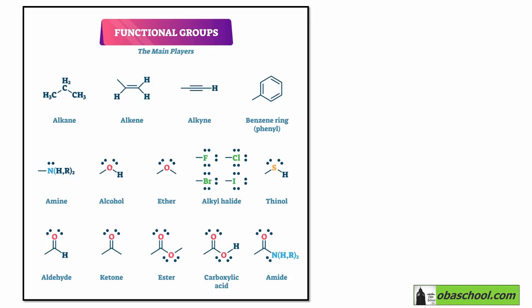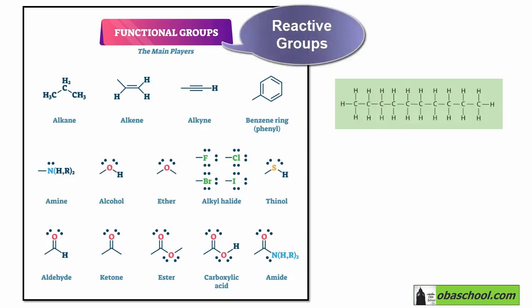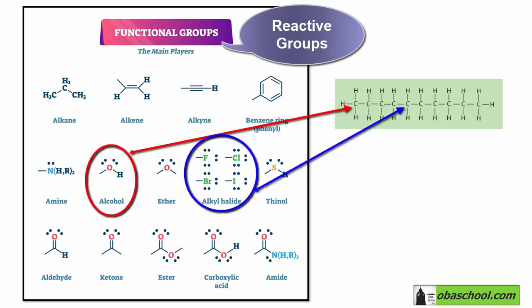In this tutorial, we will be talking about using suffixes in naming organic compounds, and we will be talking about functional groups. Most organic compounds are made up of a hydrocarbon chain which has one or more reactive groups attached to it. These reactive groups are called functional groups. In most cases, we will have a hydrocarbon chain to which one or more functional groups are attached, so we need to name these functional groups.